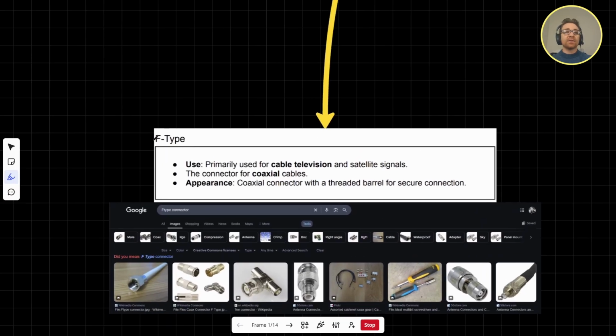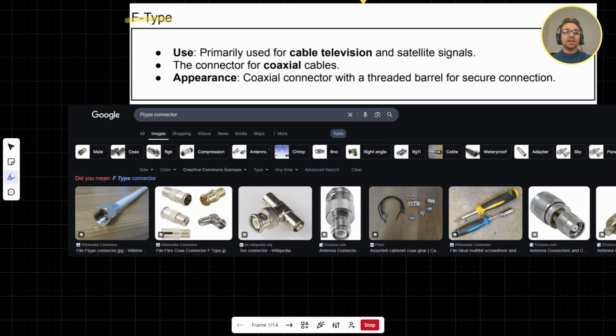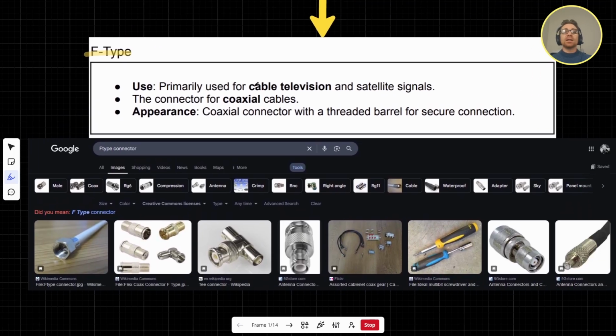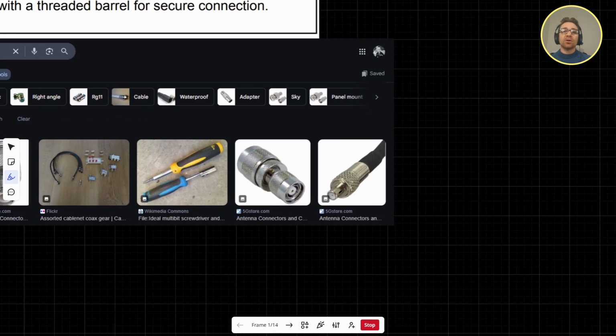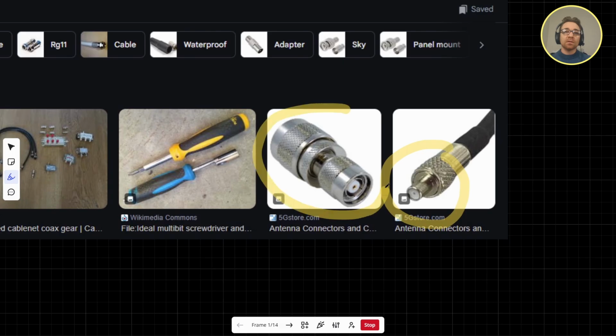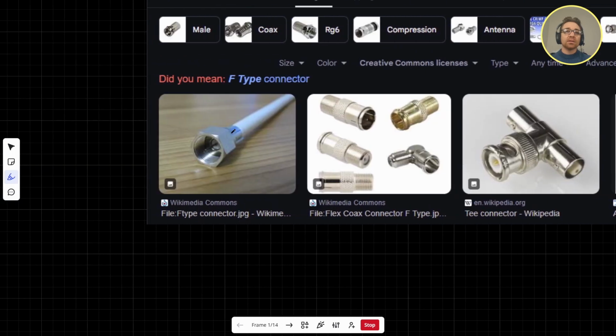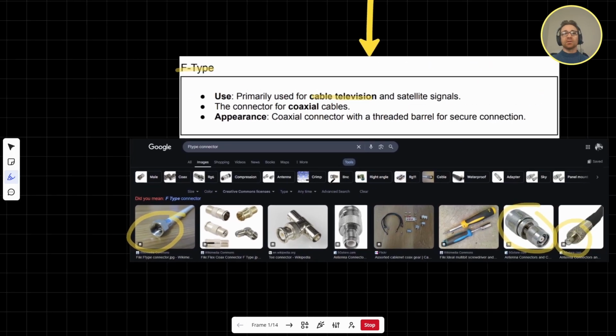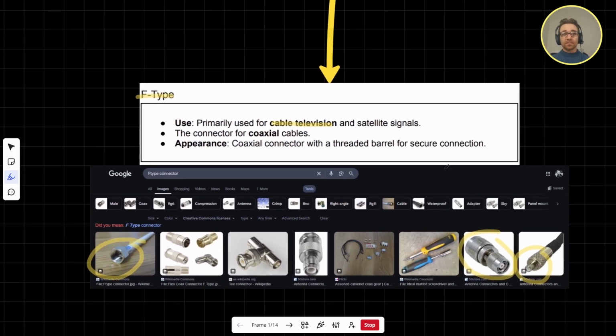Next one is F-type. Now this is used for cable television connections and for cable internet connections, right? So if you have a cable modem, you'll be using an F-type connector, all right? And that connector is what goes on a coaxial cable, and it looks like that, or it looks like that. You just need to know that is an F-type connector, okay? It's used for cable internet, okay?